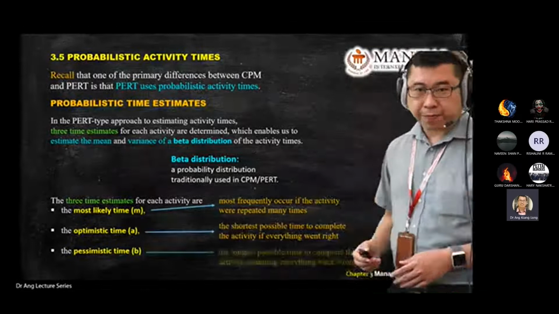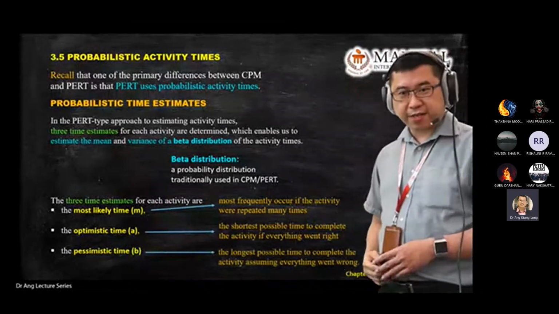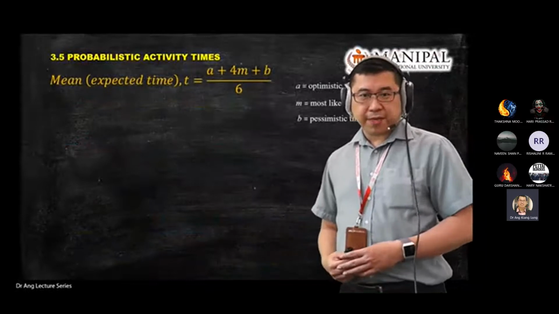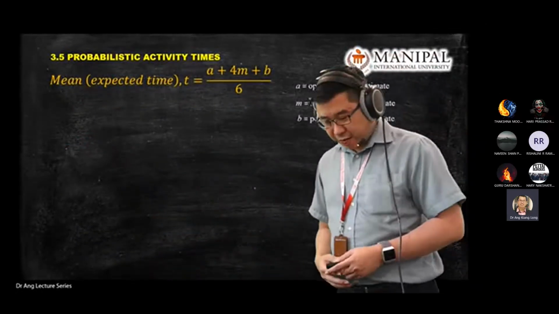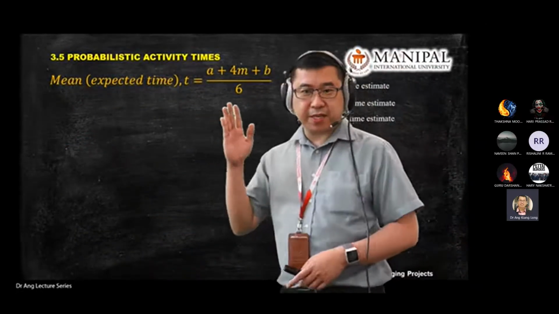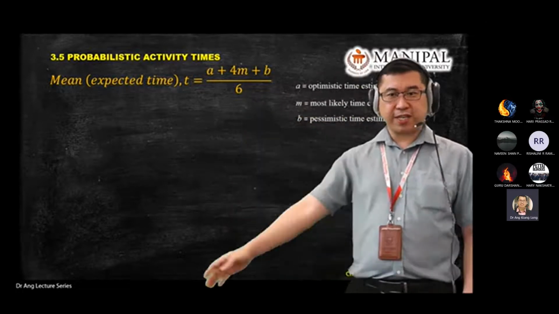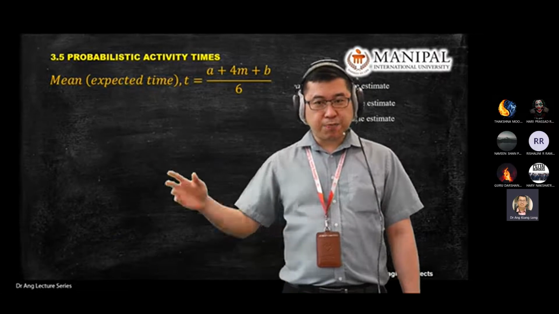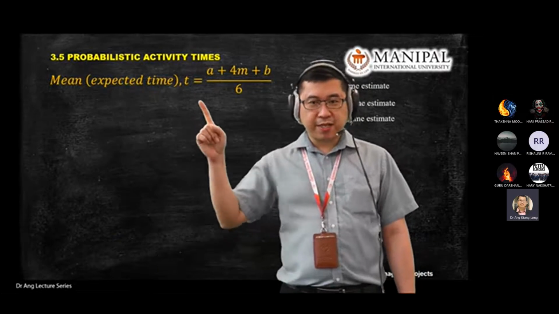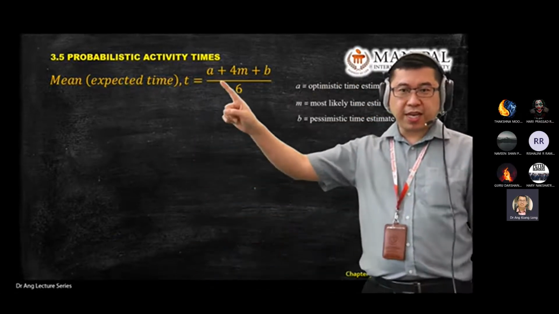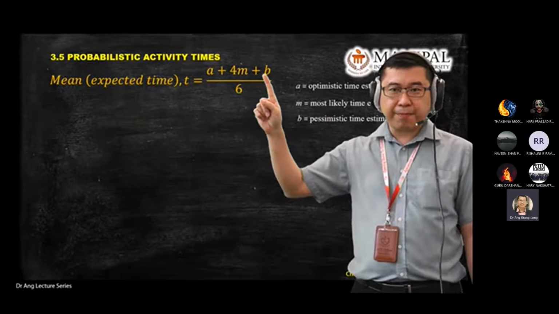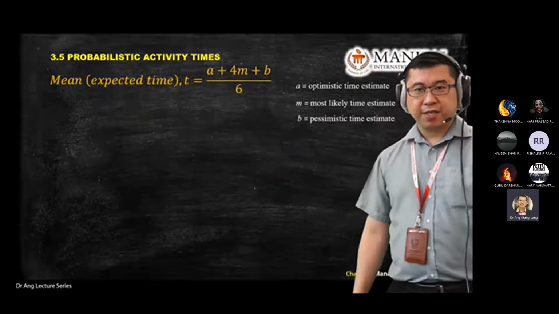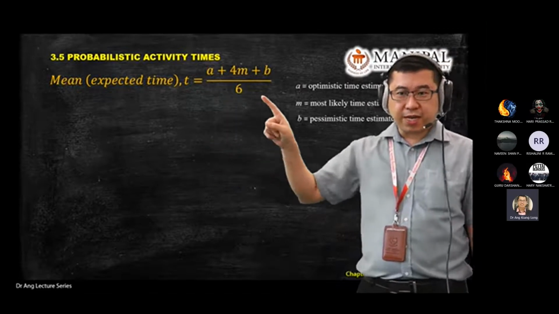Basically, I already explained these 3 just now. What is the calculation involved in PRT? This will be the first equation for today. We find the mean time or expected time. For the first one, we use A plus 4M plus B, divided by 6. What is A again?